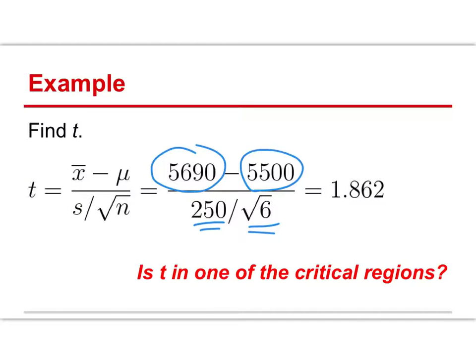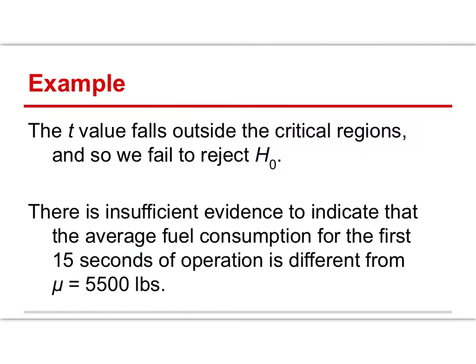Does that put t in one of the critical regions? Does that put us in the left tail? Does that put us in the right tail? The answer is no and no. We're in the massive middle of the t distribution. We did not hit the left tail. We did not hit the right tail. We had a positive number for t, so let's not even worry about the negative.